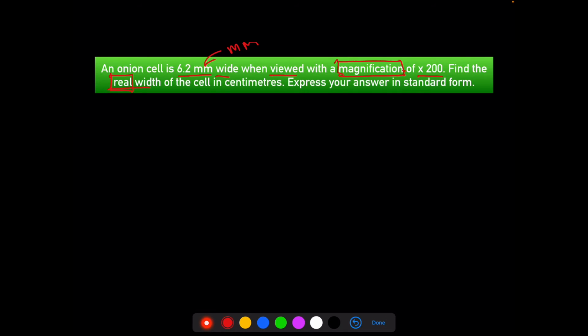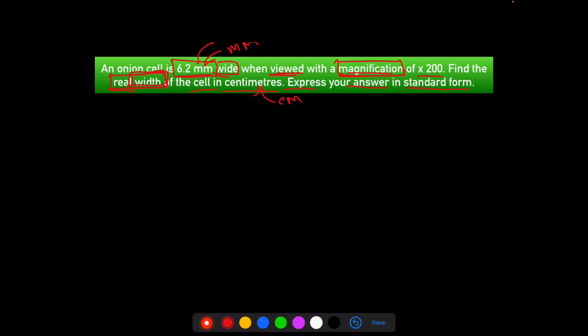Okay, so now we need to find the real. We have the image because it's viewed under a microscope with a magnification. So your image size is going to be 6.2 millimeters wide. Keep that in mind. We need to find the real width. And they're testing the instructions as well, because they're measuring the width of the cell in centimeters. Remember here we have millimeters. We need to find it in centimeters. Finally, express your answer in standard form. You should already know how to use standard form from math or from your teachers for a long time now. If you don't, I really recommend that you go and refresh your skills on that, okay?